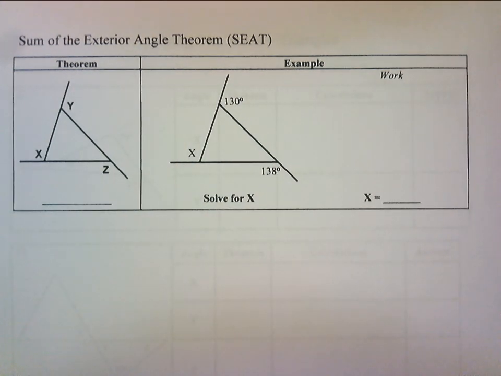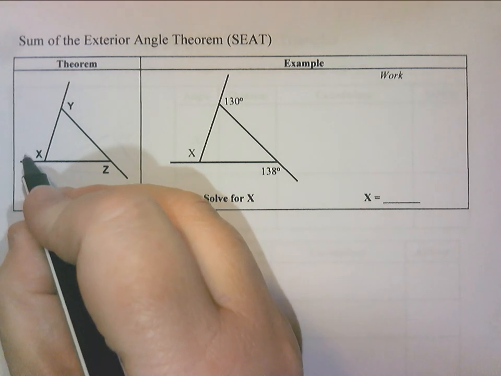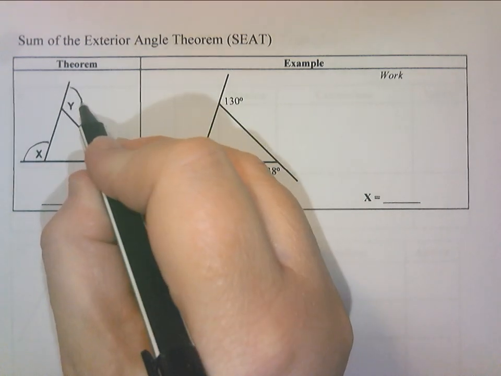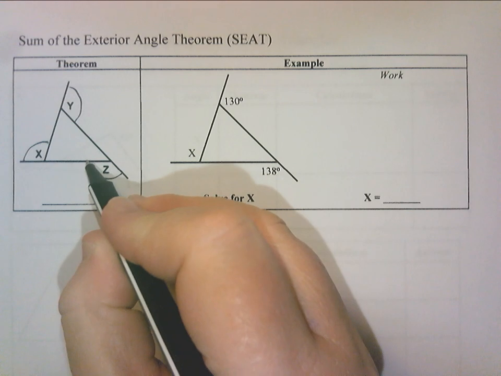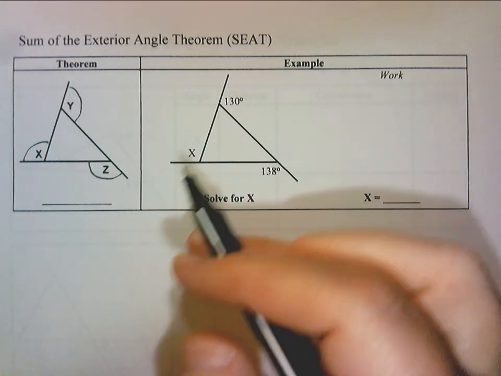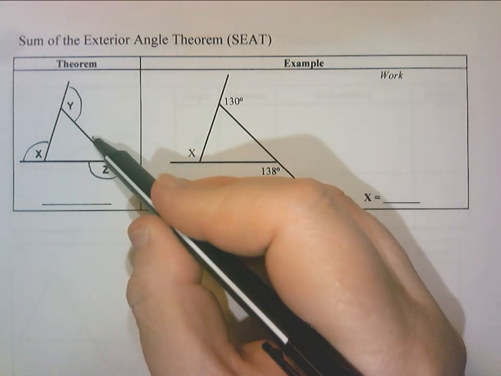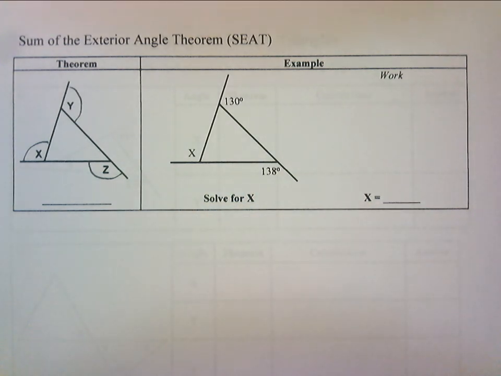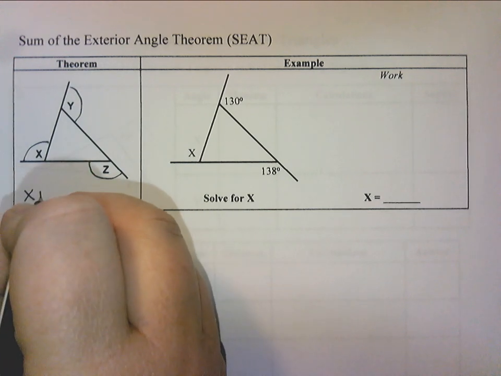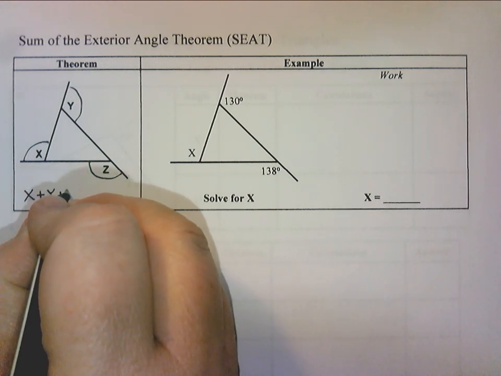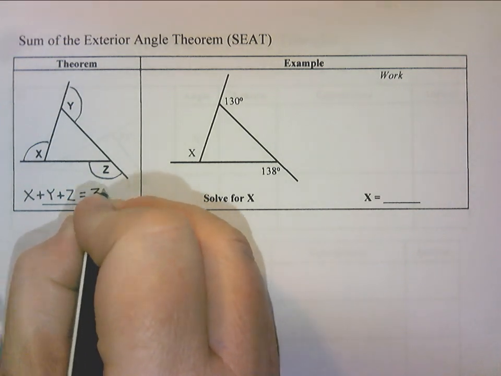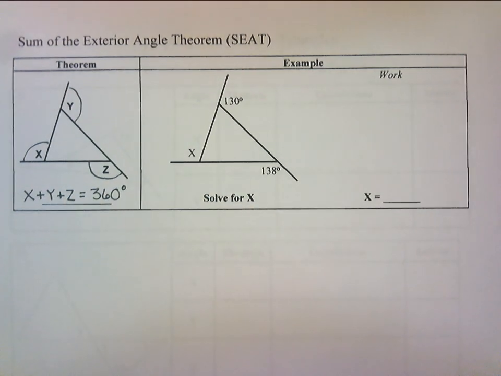So in our definitions, we said that exterior angles are the angles on the outside of a triangle. They're not just the reflex angles that go all the way around. They go between the end of the side and the extension of one of the sides. So there is something special about those angles on the outside, and that is that they add to 360 degrees. So if I add X plus Y plus Z, it equals 360 degrees.